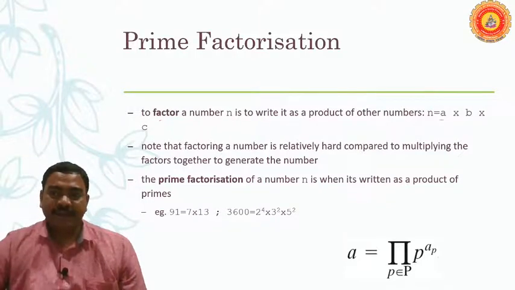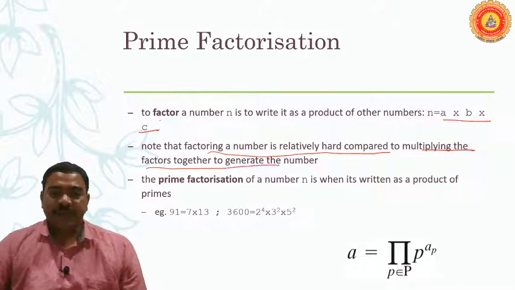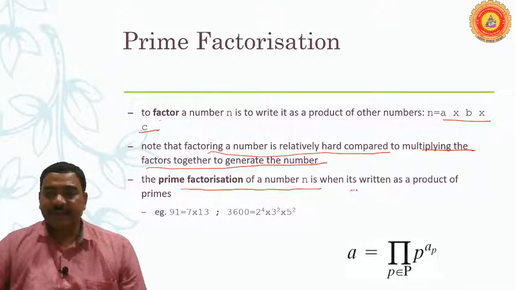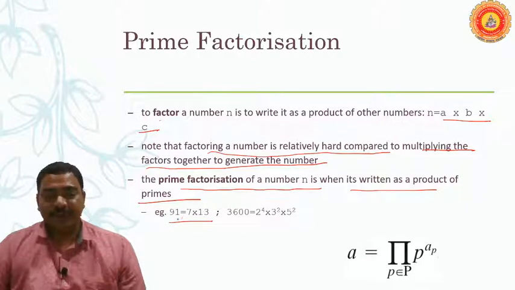We can write n is equal to a into b into c. Note that factoring a number is relatively hard compared to multiplying the factors together to generate that number. The prime factorization of a number n is when it is written as a product of primes. For 91, that is the prime factorization. When it is a product of primes, it is known as prime factorization.